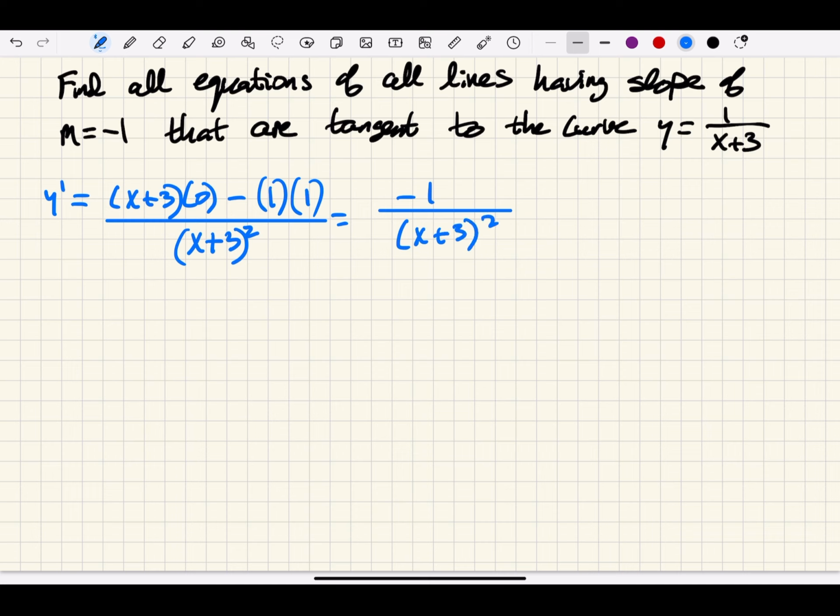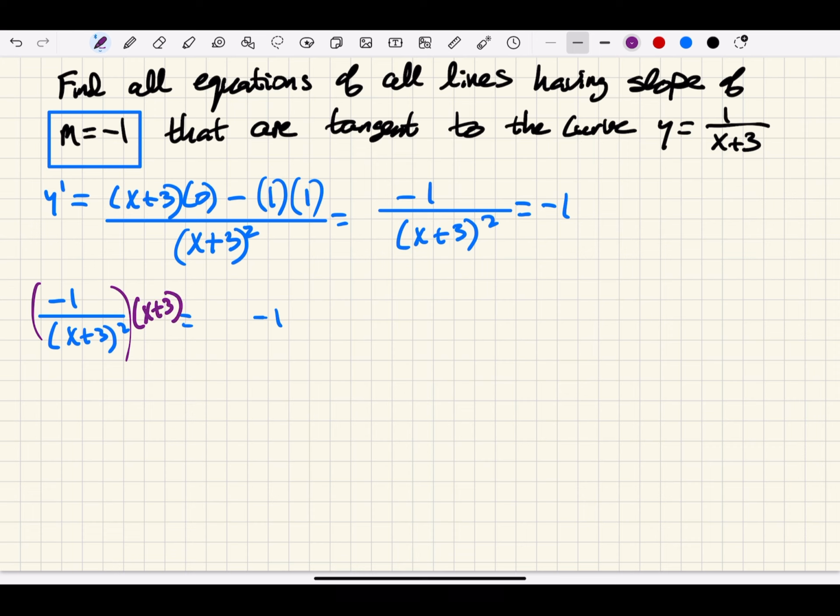We're supposed to find the tangent lines with a slope of -1. So in other words, this should be equal to -1. Rewriting this, -1 over x plus 3 squared equal to -1, we realize that we should clear the fractions by multiplying both sides by the lowest common denominator, which would be x plus 3 squared.